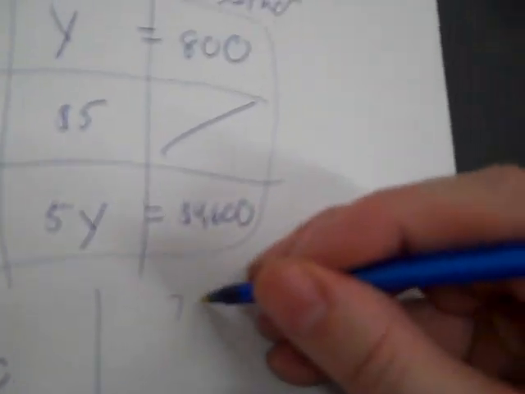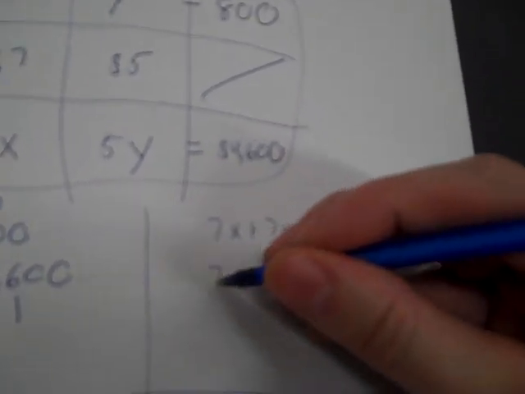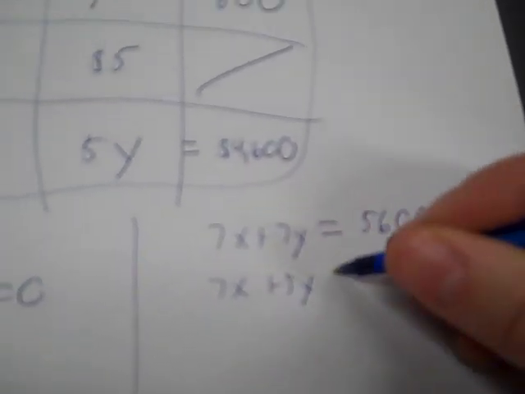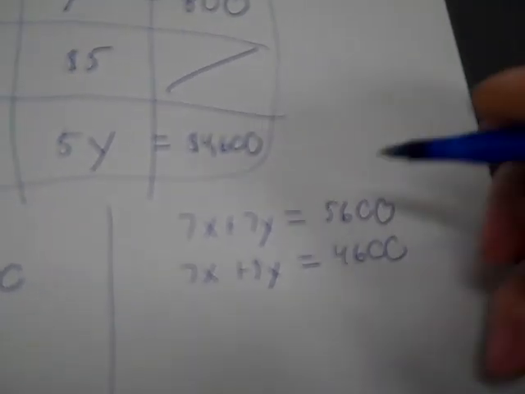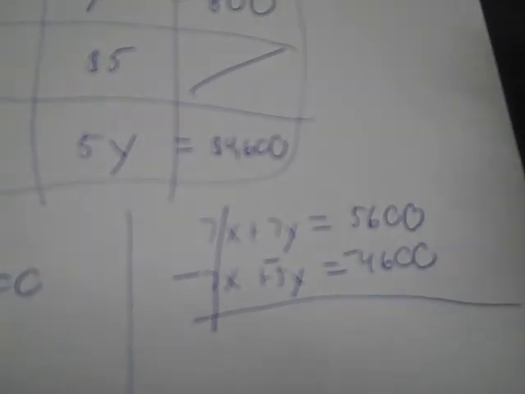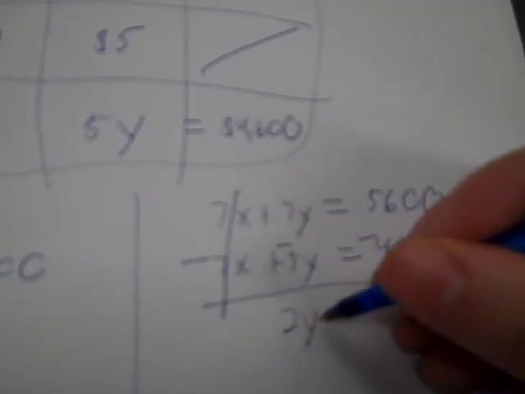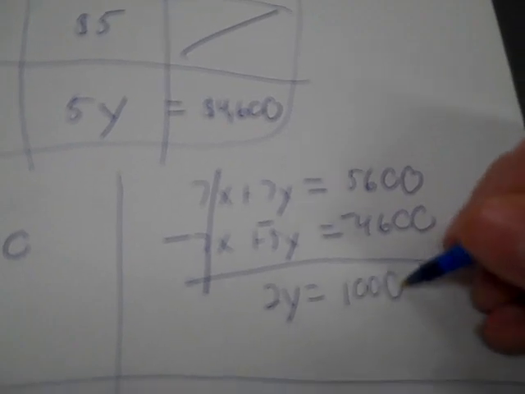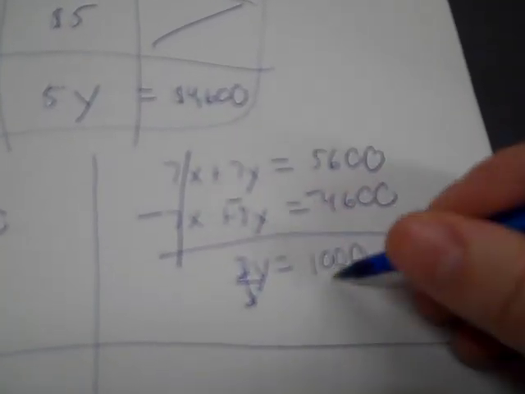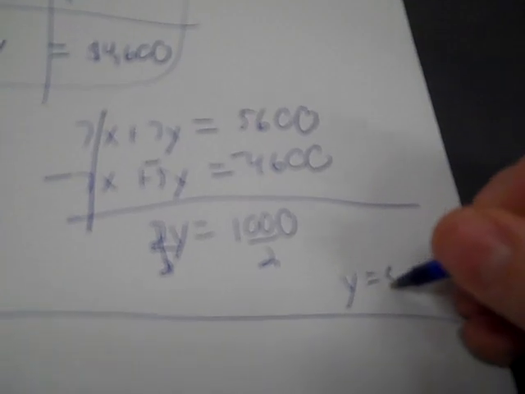Okay, so I have a 7 down there, so I multiply the top equation all by 7 and the bottom by 1. So that's going to be 7x plus 7y, and then 7 times 800 is 5,600. And then on bottom we have 7x plus 5y, and that stays 4,600. Subtract, so the 5 goes negative, and 4,600 goes negative. So that gives me 2y, and that gives me 1,000. So then I divide both sides of the equation by 2, and y is equal to 500.